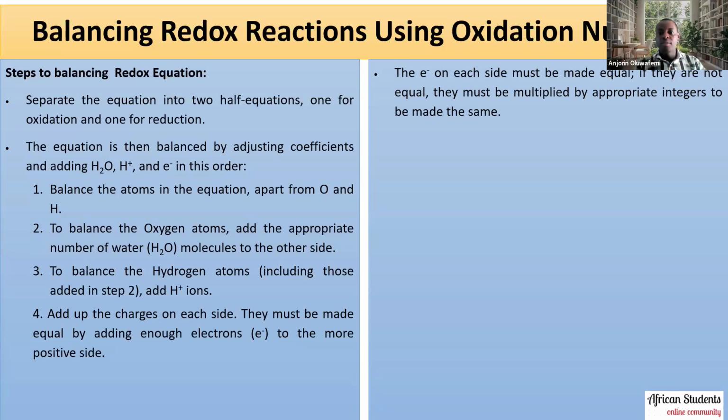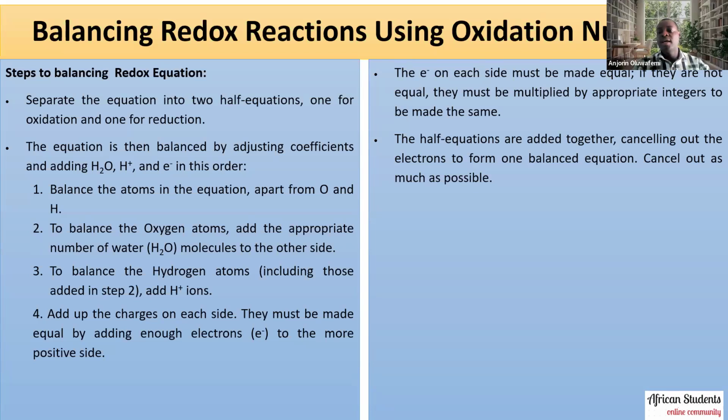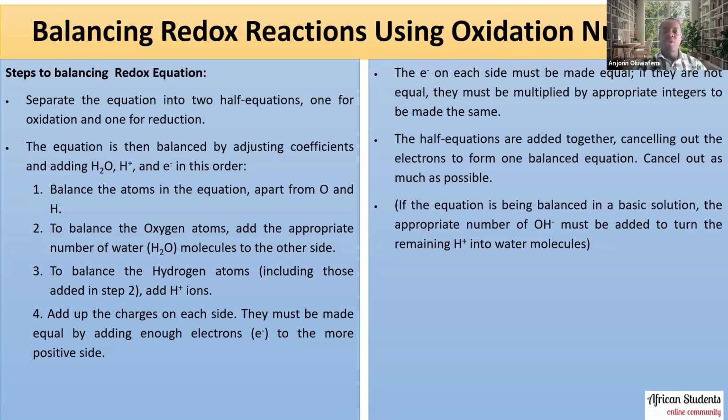The half equations are then added together, canceling out the electrons to form one balanced equation. Cancel out as much as possible. We don't include the electrons in it, we just ensure that the electrons are the same on both sides, and we knock them out. Then we bring the half equations together to form a balanced equation. If the equation is being balanced in a basic solution, the appropriate number of hydroxide ions must be added to turn the remaining hydrogen ions into water molecules.